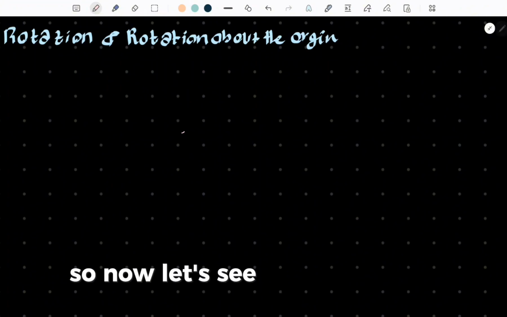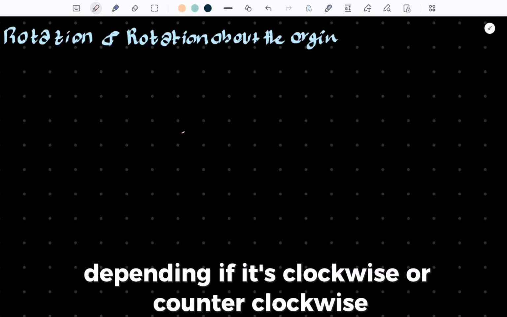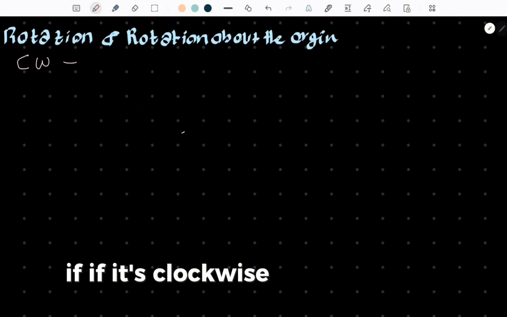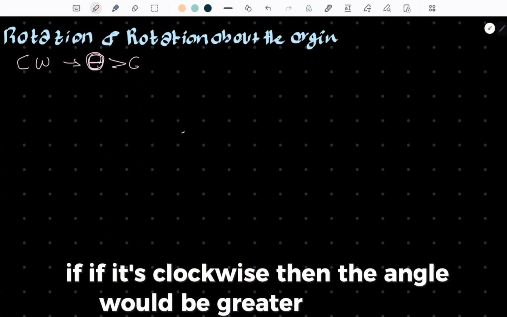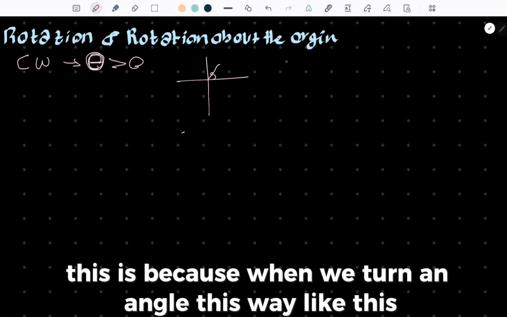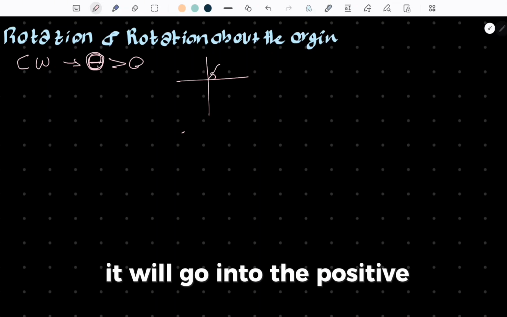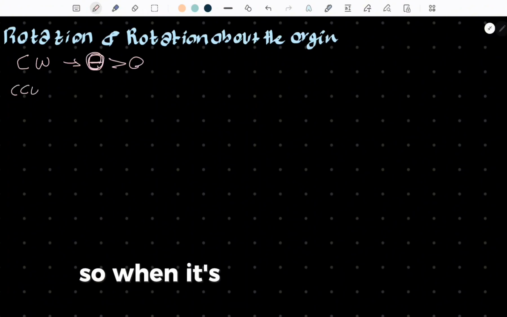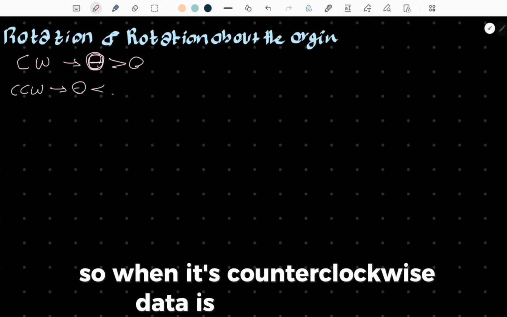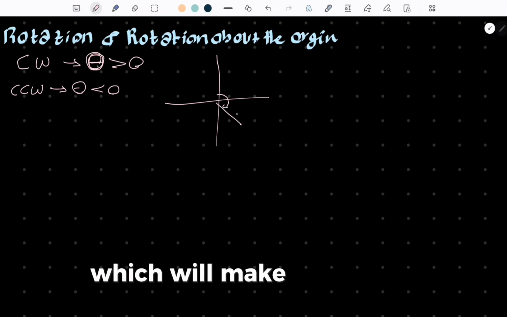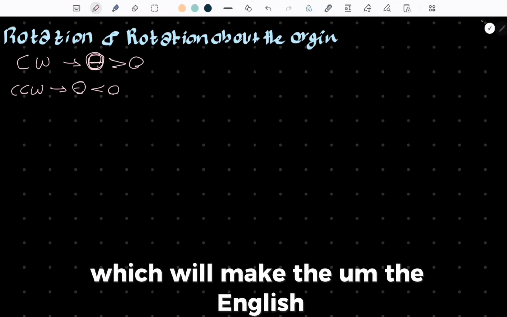Now let's see how the angles change depending on whether it's clockwise or counterclockwise. If it's clockwise, then the angle would be greater than 0. This is because when we turn an angle this way, it goes in the positive direction, so the angle has to be positive. When it's counterclockwise, theta is less than 0. This is because when the angle goes in this direction, it makes the angle negative.